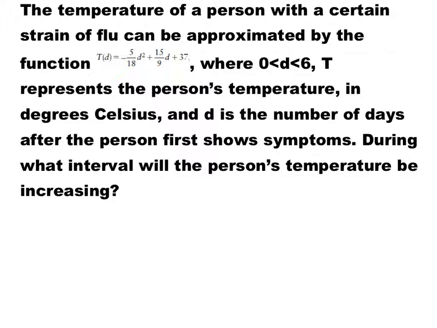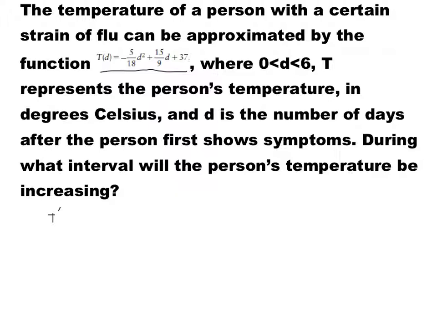In the next example, we have the temperature of a person with a certain strain of flu, which is approximated by the function T(d), where d is between 0 and 6, and T represents the person's temperature in degrees Celsius, and d is the number of days after the person first shows the symptoms. The question is: during what interval will the person's temperature be increasing? To find the interval, we need to find the first derivative of T.